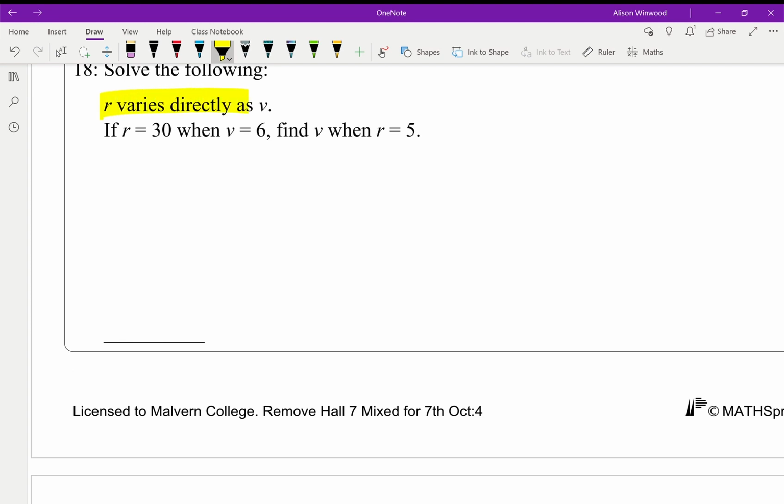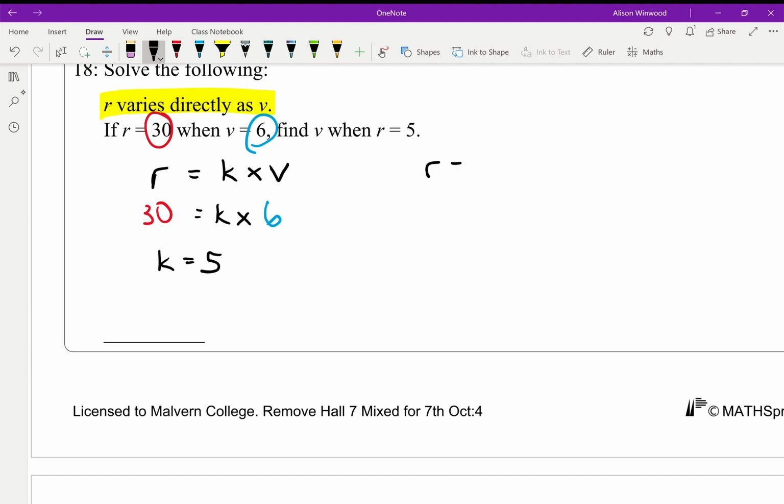Proportion, change the sentence into a formula, so R equals K times V. Substitute in the values, and get a value for K. Then rewrite the formula with that K value in it. And then finally substitute in the value from the question. So V equals 1 is our final solution.